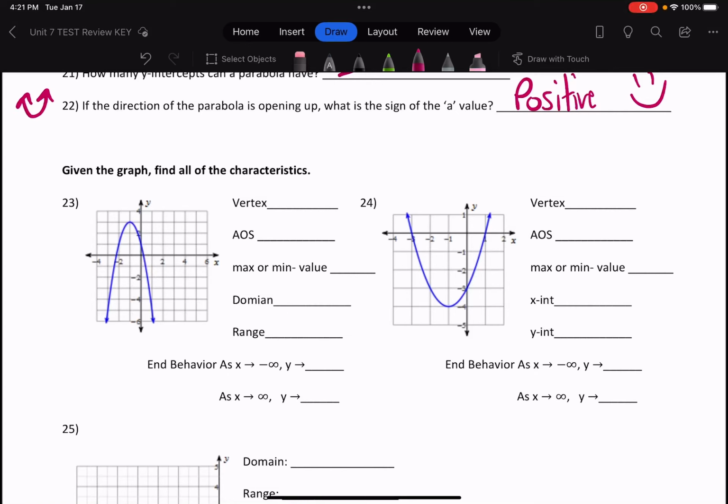Hey guys, it's Miss Adams, and we're still looking at our Unit 7 test review. And now we're going to look at the characteristics of our quadratic functions from a graph.